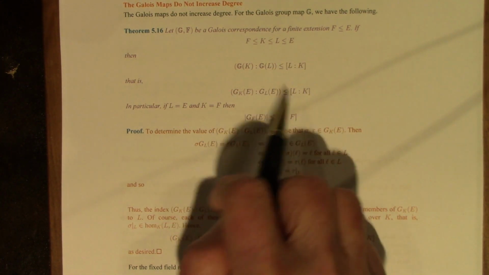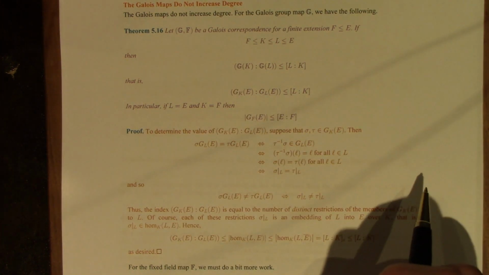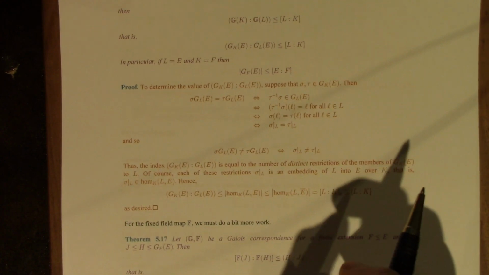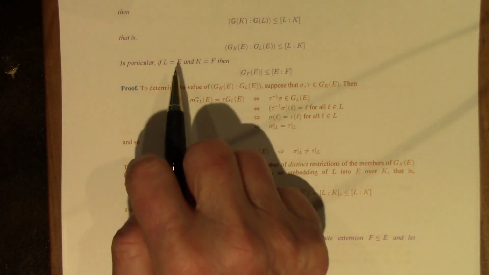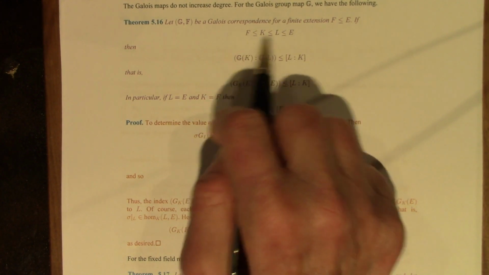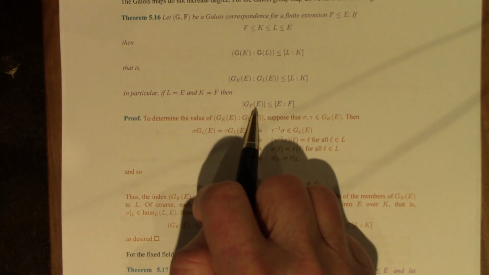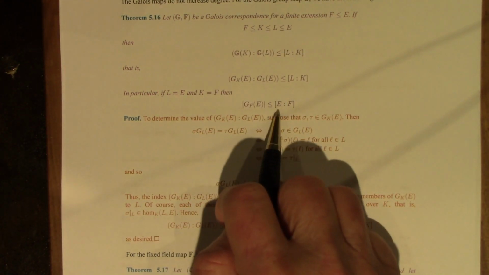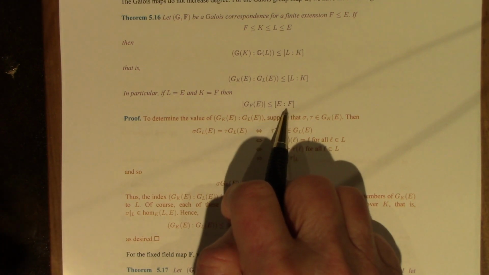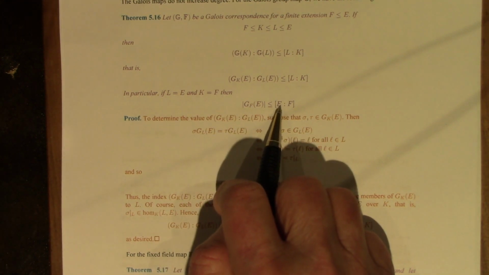And this is how it would look if we replace the blackboard G. In particular, if L is equal to E and K is equal to F, we just have the single extension FE. The Galois group has size less than or equal to the degree of E over F. This is something we already knew. So I debated whether to put it here or not, and I just left it in.